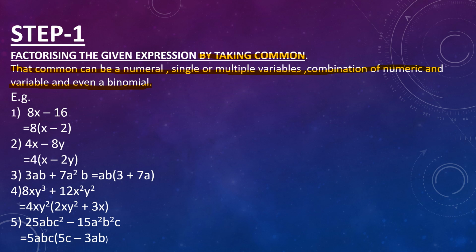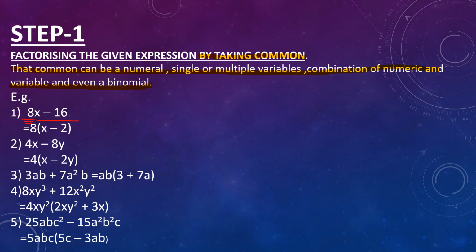The first one, 8x minus 16. So children, if you look at the expression 8x minus 16, the numeric part is there in both the terms. But the variable is only with one term. So the thing that is not present with all the terms cannot be taken as common. So what can we take common? We can take 8 as common. HCF of the numerics can be taken common. So HCF of 8 and 16 is 8.